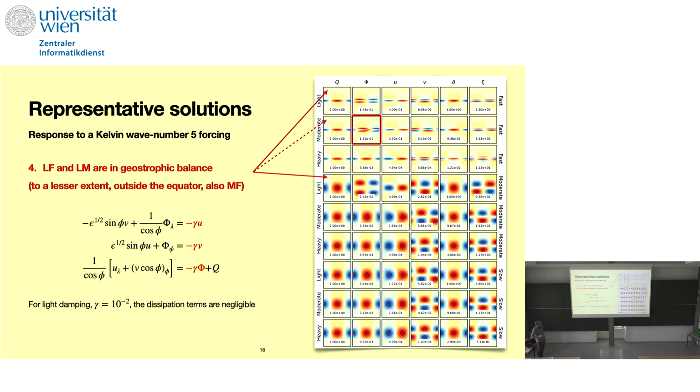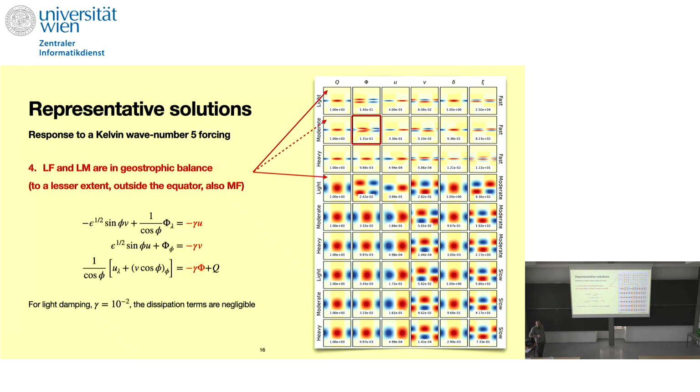Next, we have a geostrophic balance. So for light damping and moderate rotation, light damping and fast rotation, and to a lesser extent, moderate damping and fast rotation, we have a geostrophic balance when the dissipation term is negligible compared to the other terms in the equations. So in the momentum equations, we get a geostrophic balance indeed, and in the continuity equation, the divergence balances the forcing, and indeed you can see that in this case, the divergence is exactly equal to the forcing. Likewise here, and to a lesser extent here.